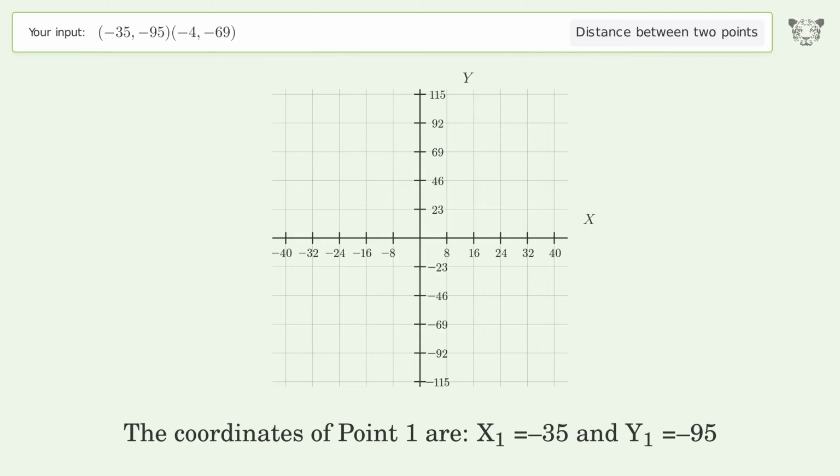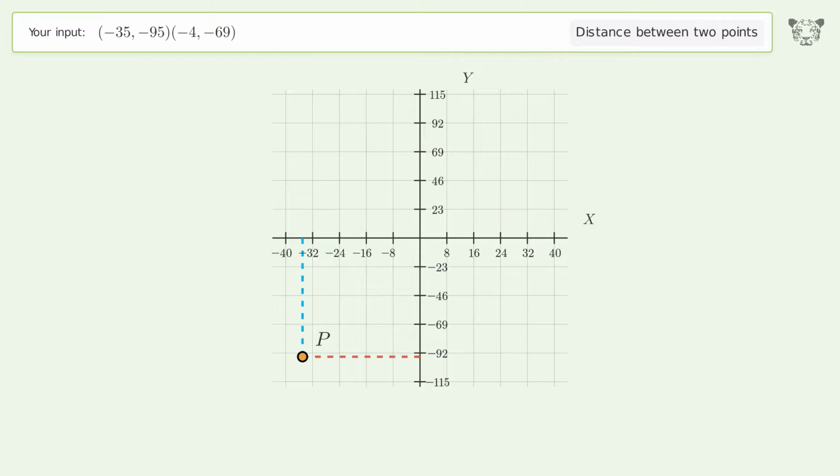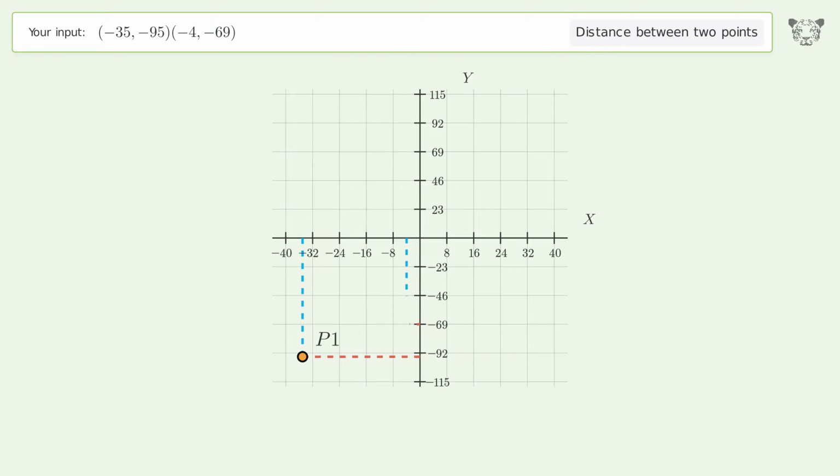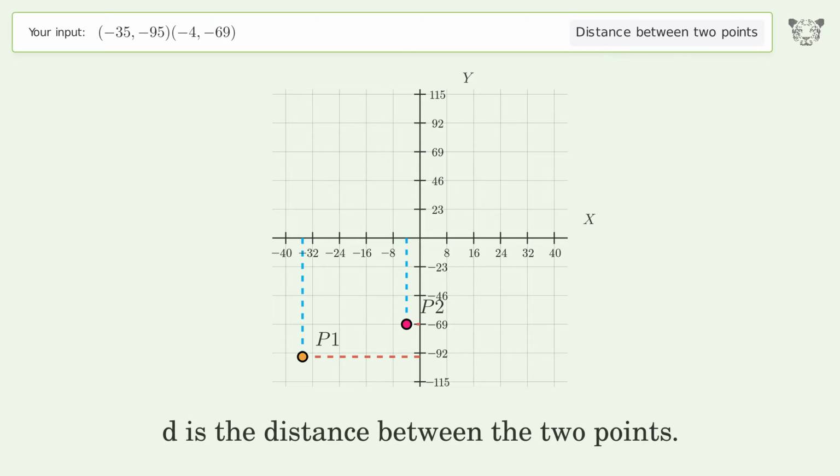The coordinates of point 1 are x1 equals -35 and y1 equals -95. The coordinates of point 2 are x2 equals -4 and y2 equals -69. D is the distance between the 2 points.